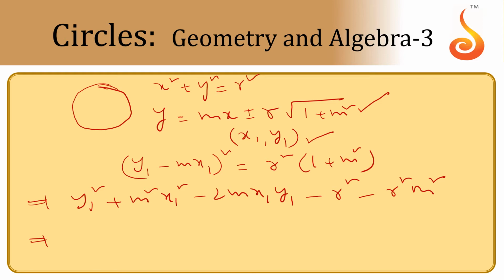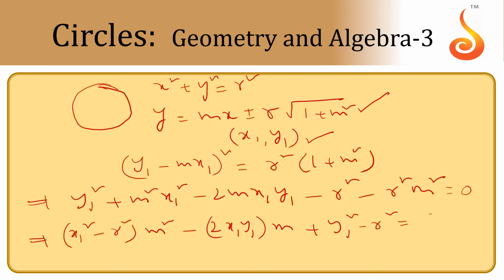Before the substitution of x1, y1, m can have infinite values. Now after substituting x1, y1 and after simplifying, I think it is x1 square minus r square into m square minus 2x1 y1 into m plus y1 square minus r square equals 0. So can we call this a quadratic equation in m?